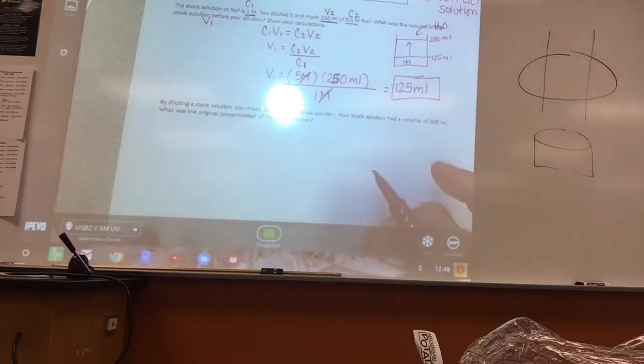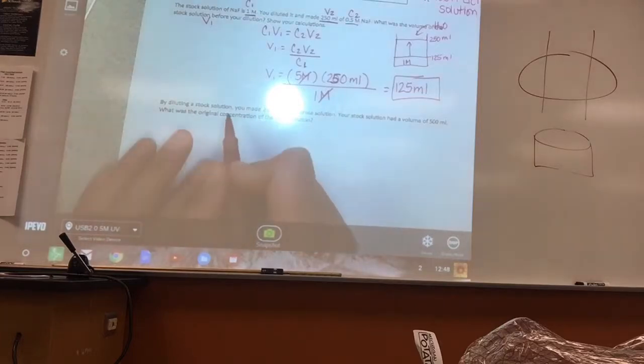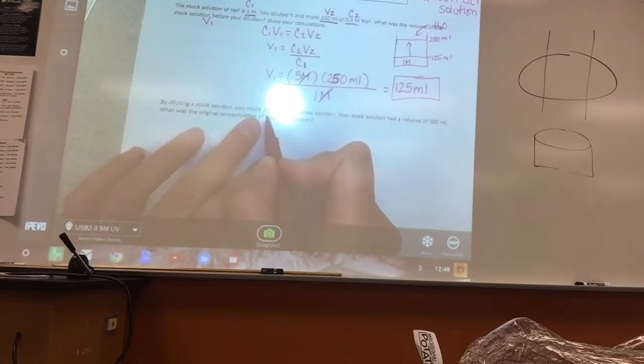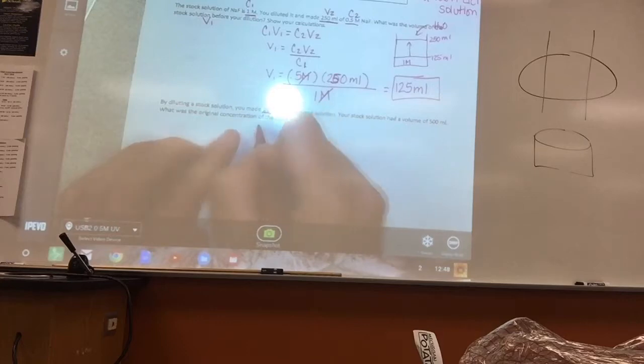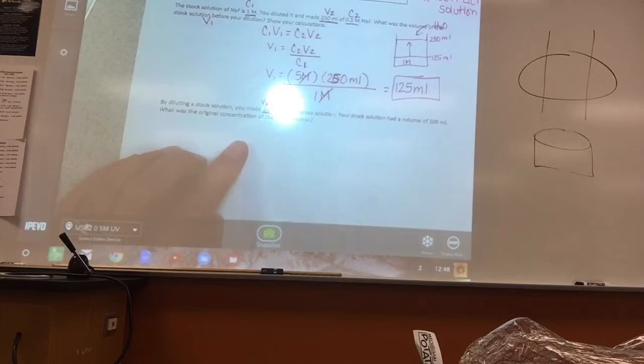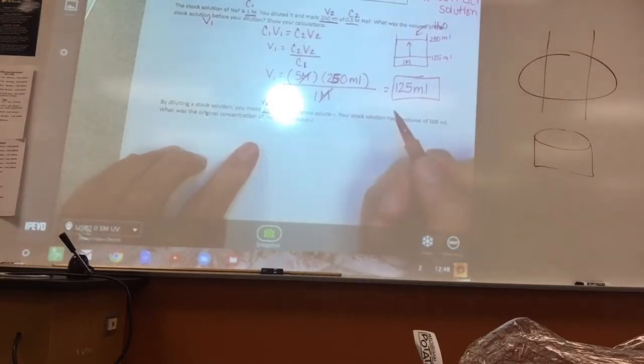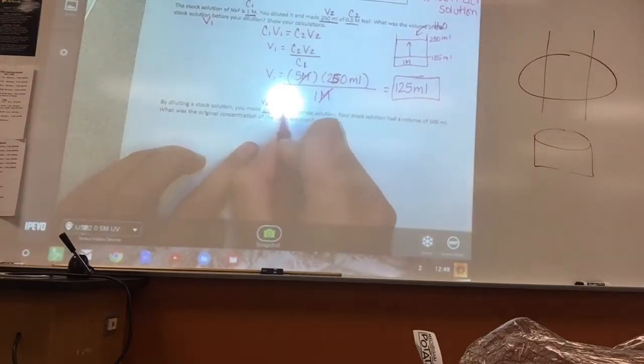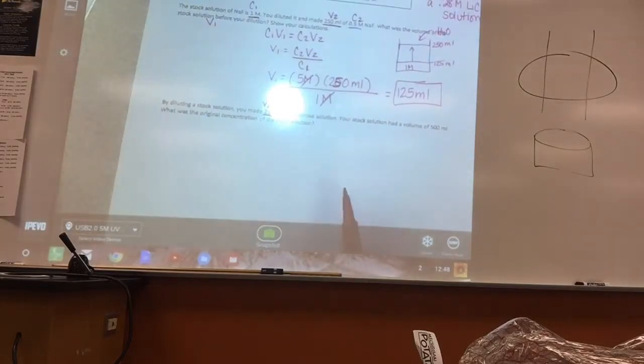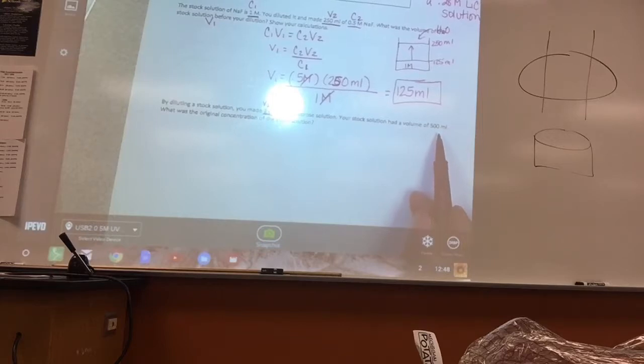Alright, you guys, let's go over this one here. Alright, so, check it. By diluting a stock solution, you made 2 liters, and we're going to change that to milliliters when we do the calculations. So that's your V2, that's your final volume, because you already made it, of a 0.2 molar solution, so that is your C2. Your stock solution had an original volume of 500 milliliters, so that is your V1.